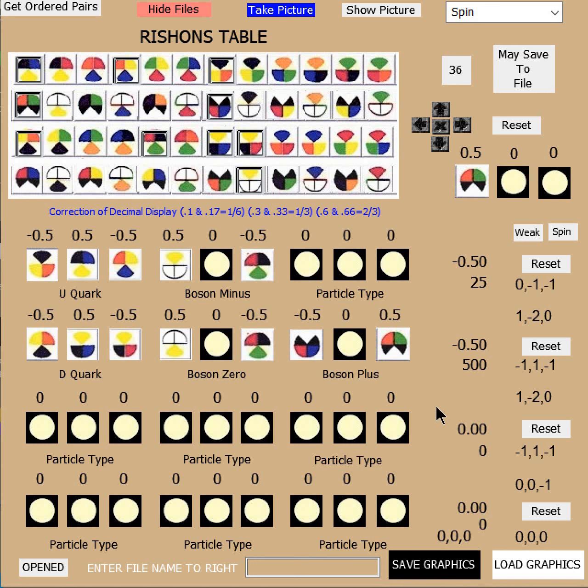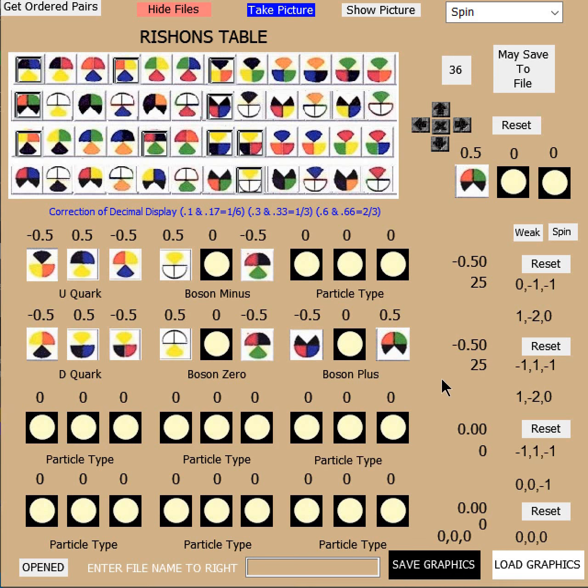So let's continue now by looking at a possible composition of the U quark. In this case, we have a generic d quark, and as seen previously, the mass on the generic d quark is 500 electron units. Now, instead of a boson minus, we have a boson 0, so that by combining the generic d and the boson 0, we will get another configuration for d quark.